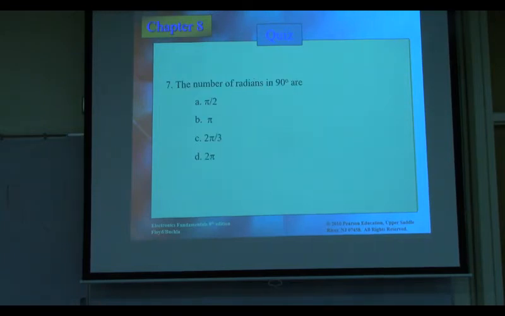The number of radians in 90 degrees is pi over 2. Okay, perfect, very quick, right? So pi equals 180. You keep this in mind, then you know this.